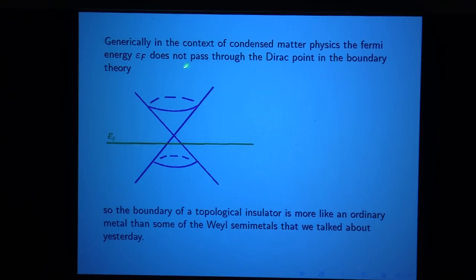Now, generically, in the context of condensed matter, the Fermi energy does not pass through the Dirac point in the boundary. So the picture looks something like this. So the boundary of a topological insulator will be more like an ordinary metal than the Weyl semimetals that we talked about yesterday. Yesterday I explained that for the Weyl semimetal, we can arrange that there are discrete symmetries that make it natural for the Fermi level to pass through the special point. In this boundary situation, that's hard to achieve naturally, so generically the picture will be more like I've drawn.